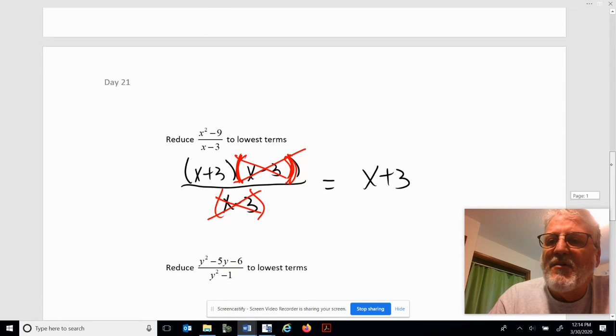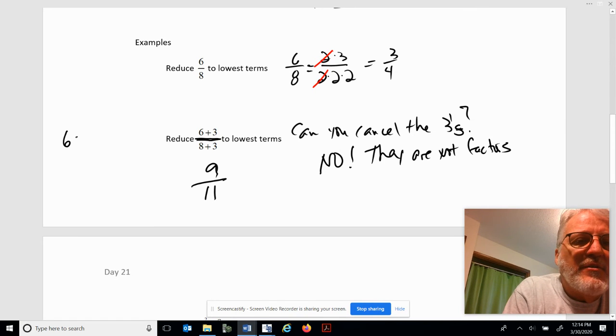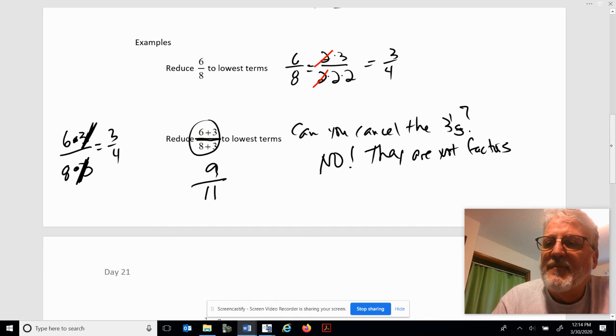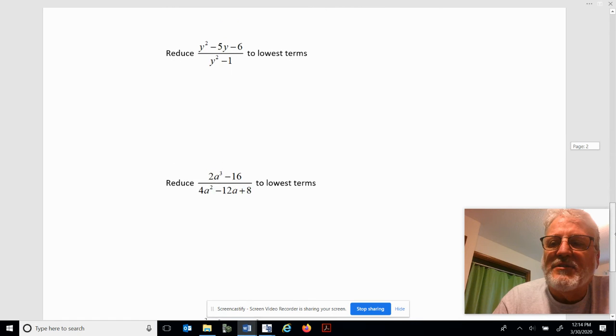I meant to say a minute ago, up here, if this problem had been written 6 times 3 over 8 times 3, now you can, since this is multiplication, you can cancel those. And your answer is 6 over 8, which we just said reduces to 3 over 4. Okay, so these 3's do cancel because they're factors. These 3's do not cancel because they're not factors. Only thing that cancels are factors. So that's why we're turning everything into factors.